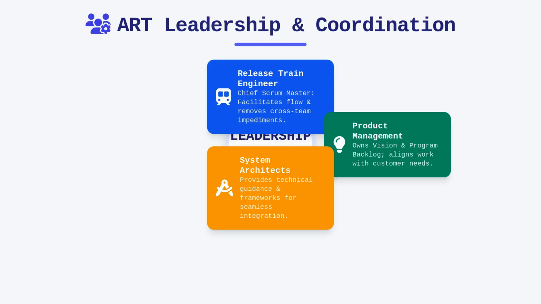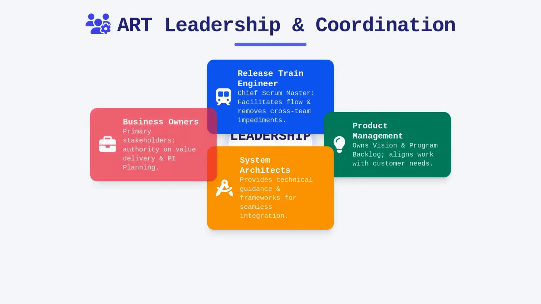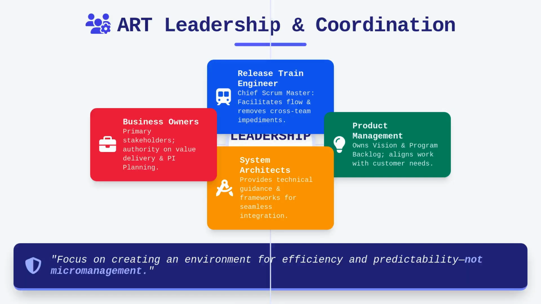System architects provide the technical guidance and design frameworks necessary to ensure that the disparate parts of the system fit together seamlessly. Business owners represent the primary stakeholders who have the authority to make decisions regarding the value delivered, and they play a pivotal role in PI planning. These roles do not serve to micromanage, but rather to create an environment where the ART can function efficiently and predictably.